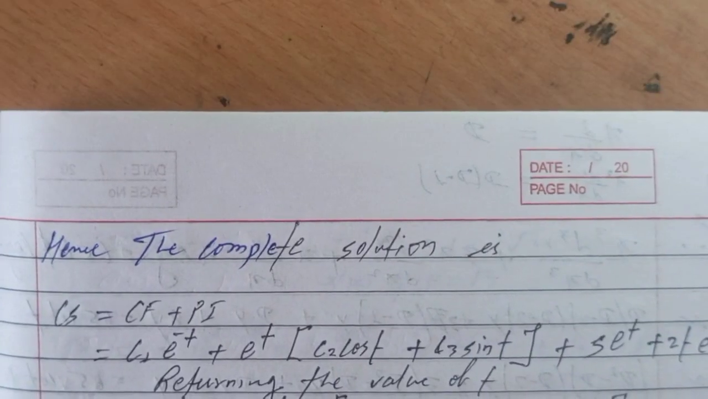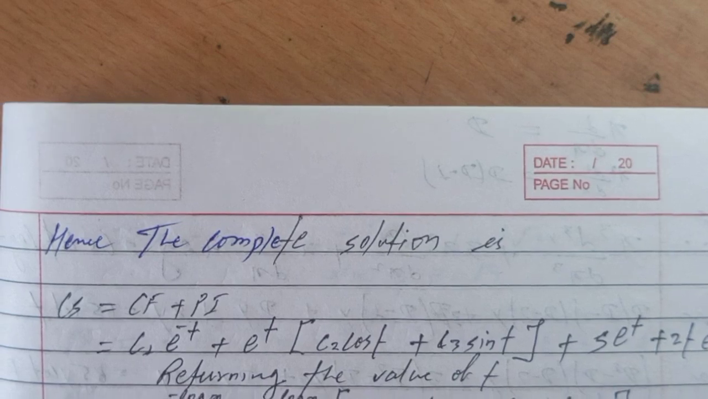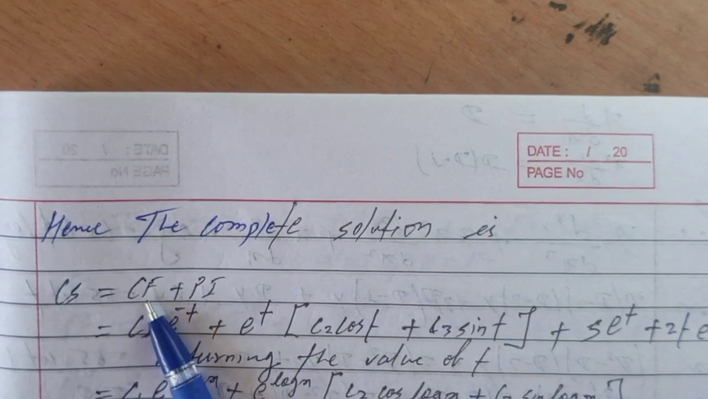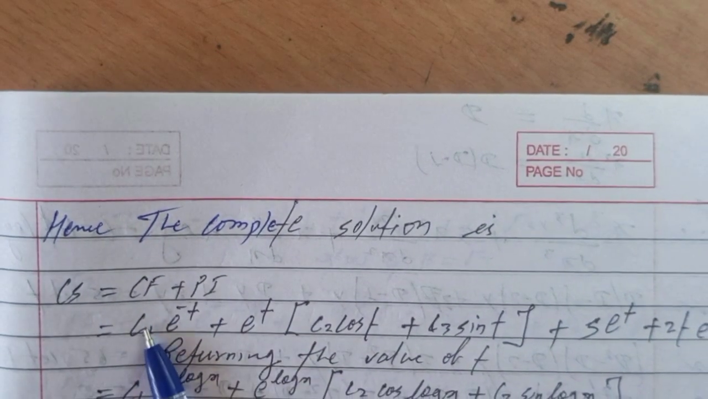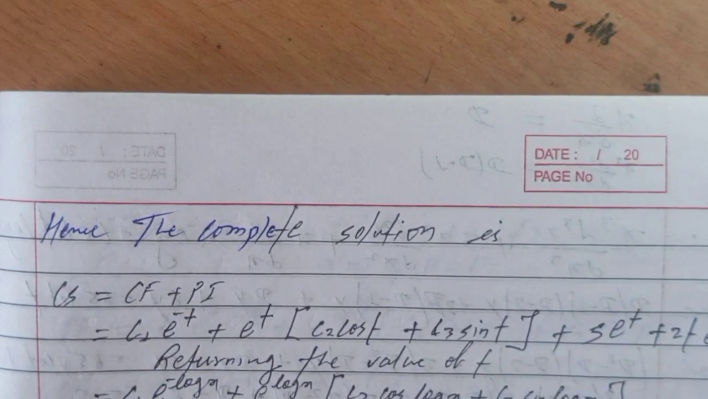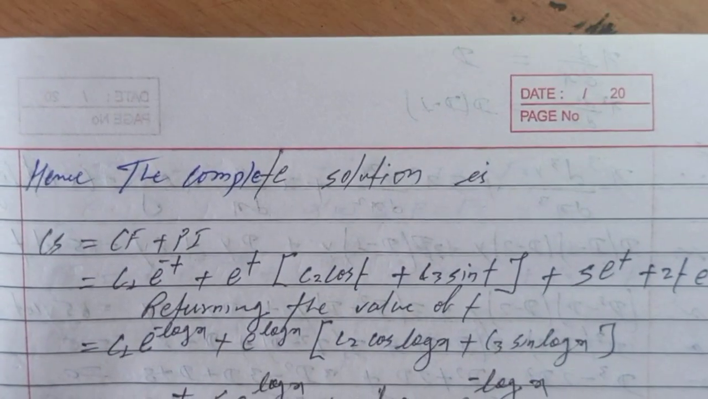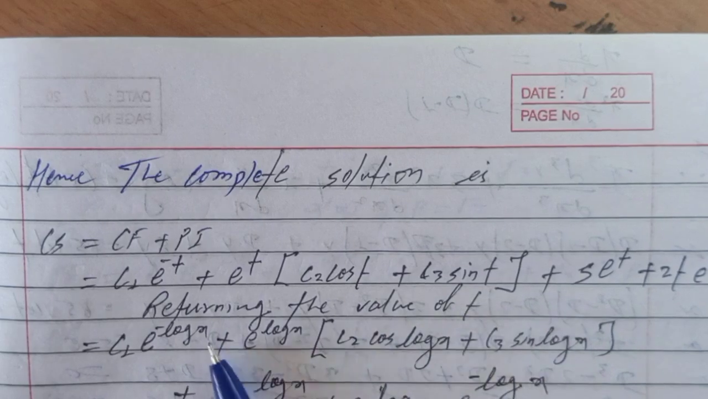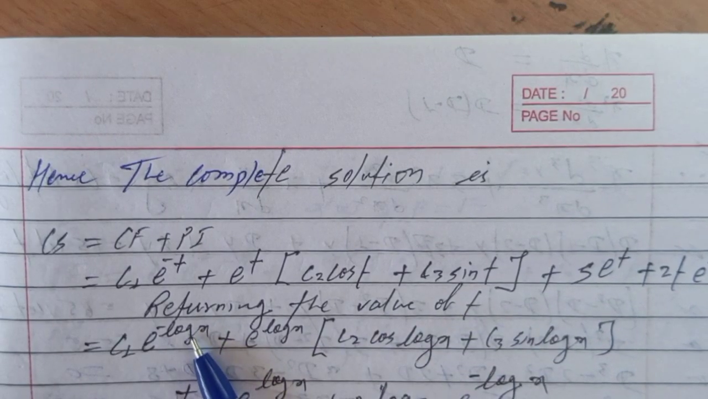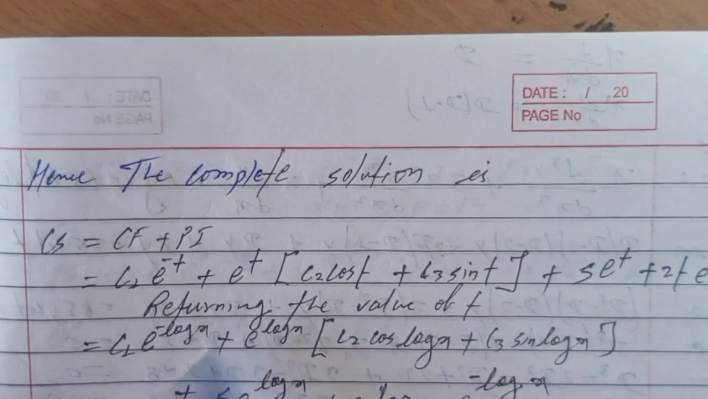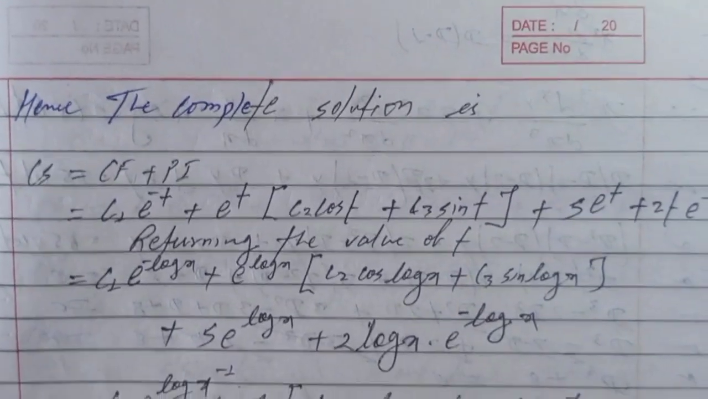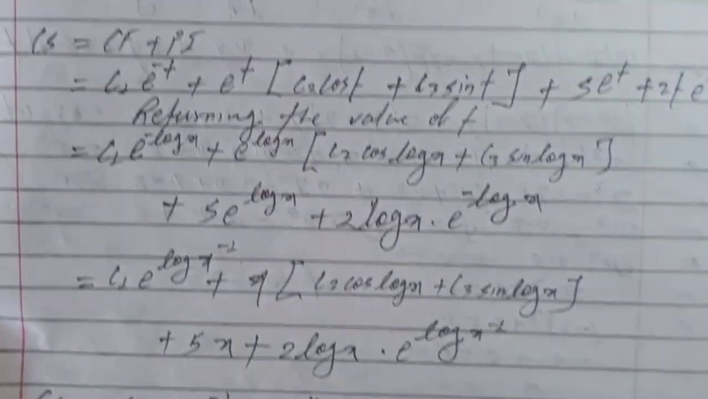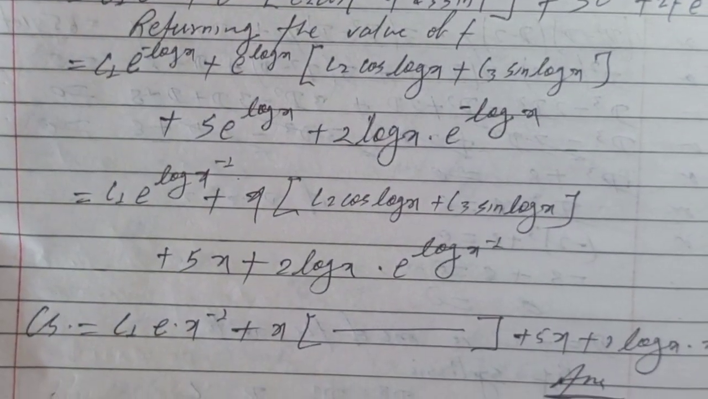So after solving our CF and PI, we are going to write the complete solution equal to CF plus PI. We replace the values of CF and PI, and finally after placing the values, we are going to return the value of t, that was log x. Wherever there is t, we will place log x, and doing so, we are going to get our required complete solution up to here.